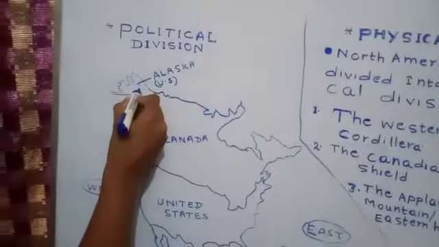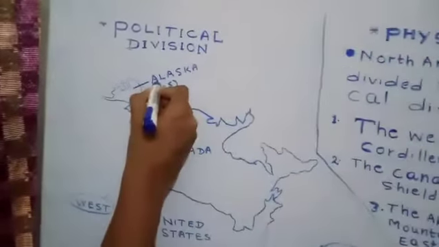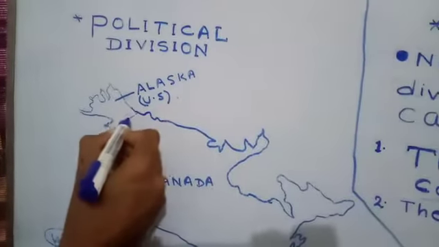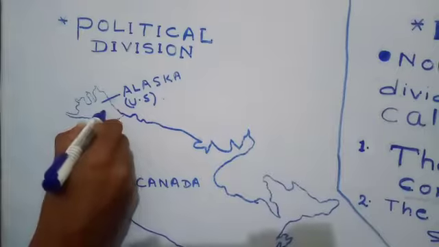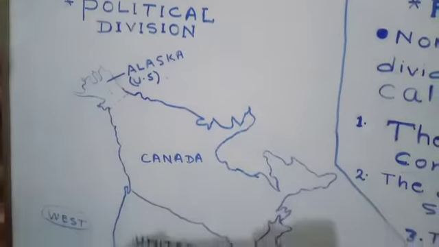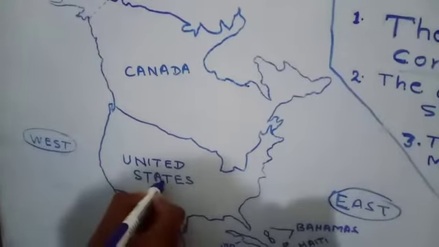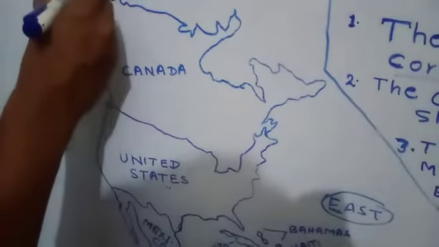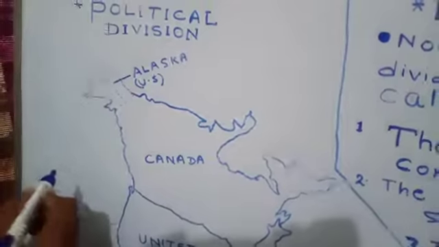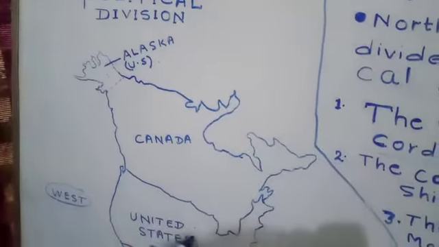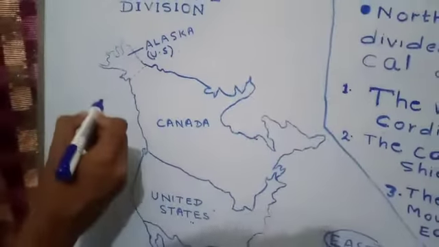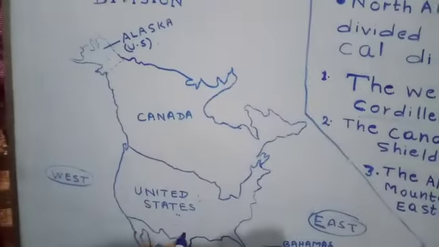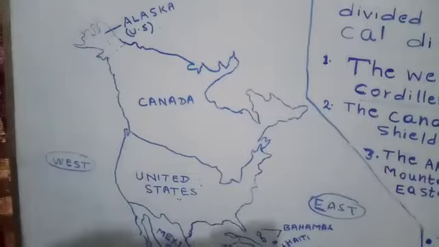First of all, you can see on the top there is Alaska. Alaska is a small part of land which is a part of the United States of America. The United States of America actually bought this country from Russia. The United States of America bought it on 30 March 1867. Now next is Canada and another country is Mexico.